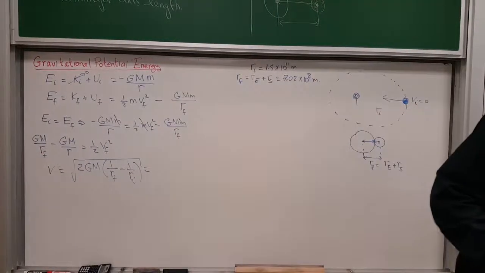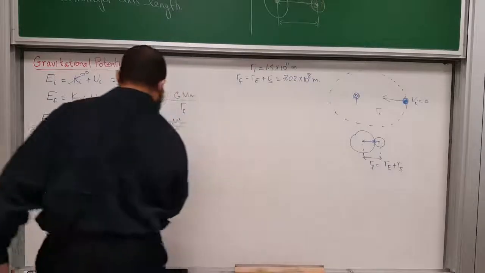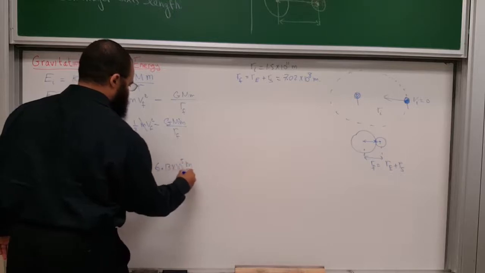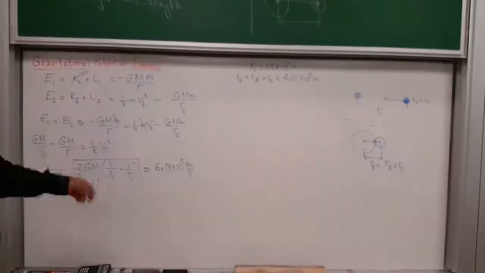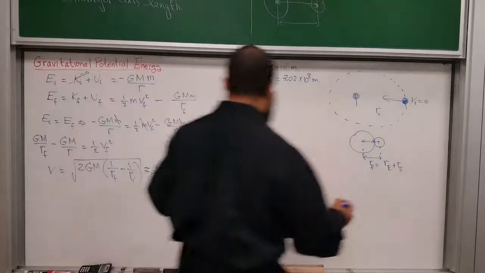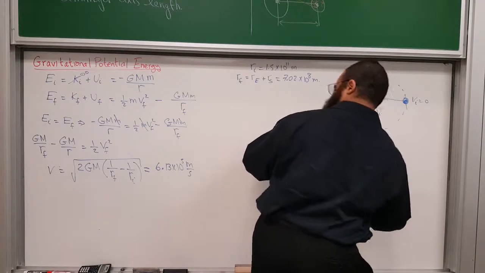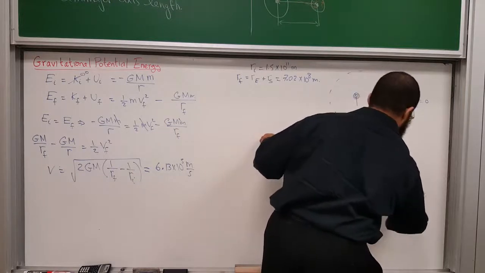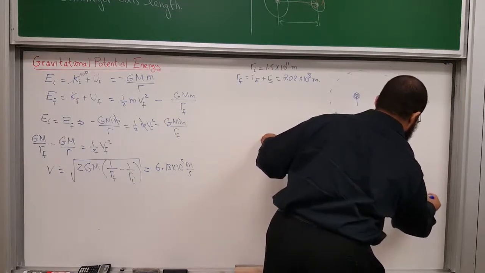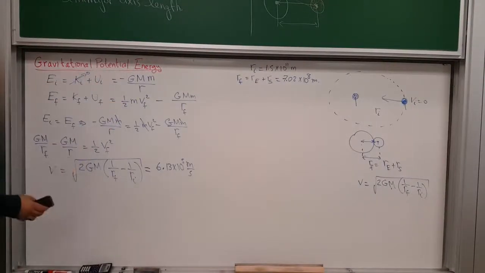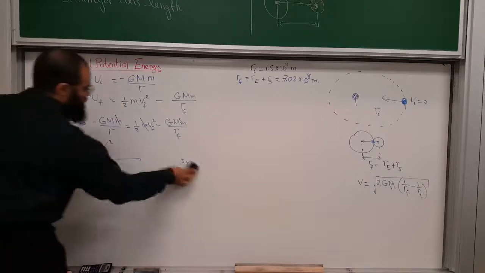I have it as 6.13 times 10 to the 5th meters per second. That's the speed with which it impacts. So this is V. Let me copy it. I get V is equal to the square root of 2G capital M times 1 over R final minus 1 over R initial. And so we got this answer by using conservation of energy, which made life much, much easier.